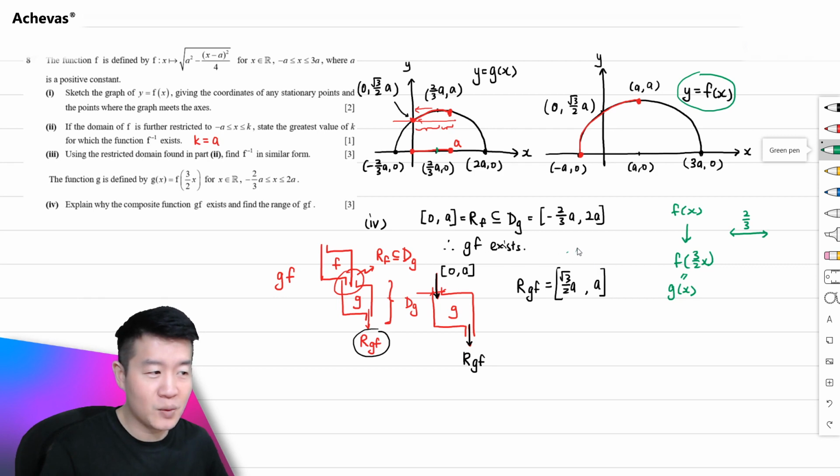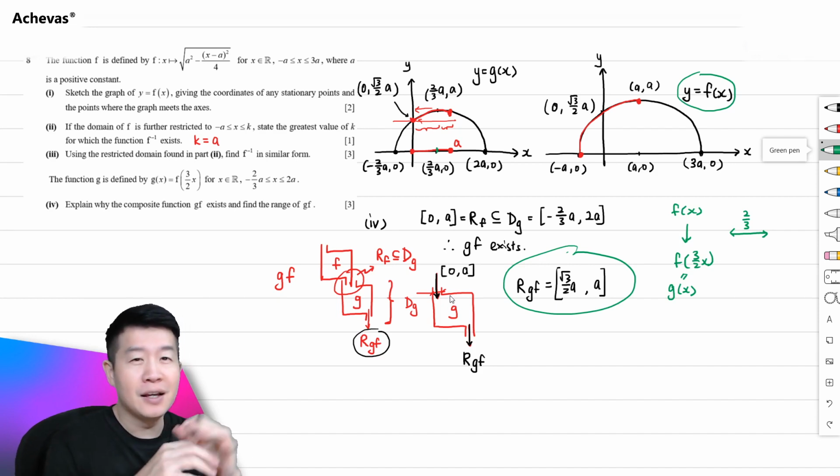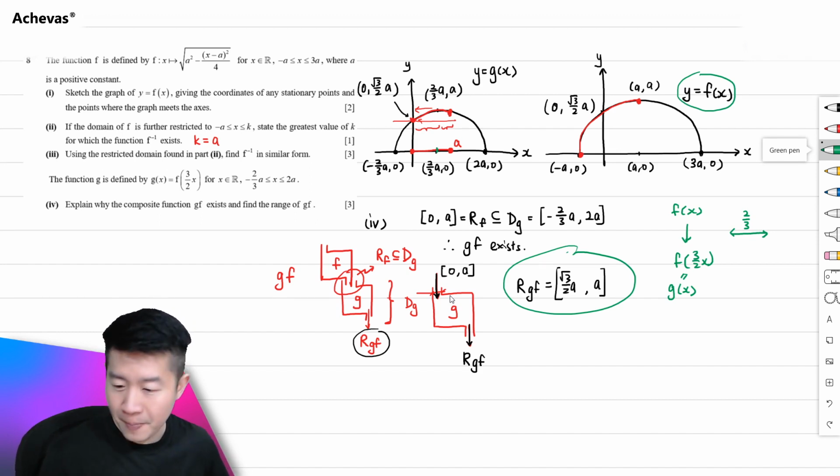So we are using method number 2 to find the range of a composite function. And next, let's take a look at question number 9, which is an AP GP question. In this question number 9, actually it is very simple, but I have to say that if we were doing this question in the exam, it is somewhat confusing because of the situation that is given to us. Let me show you what I mean, okay?